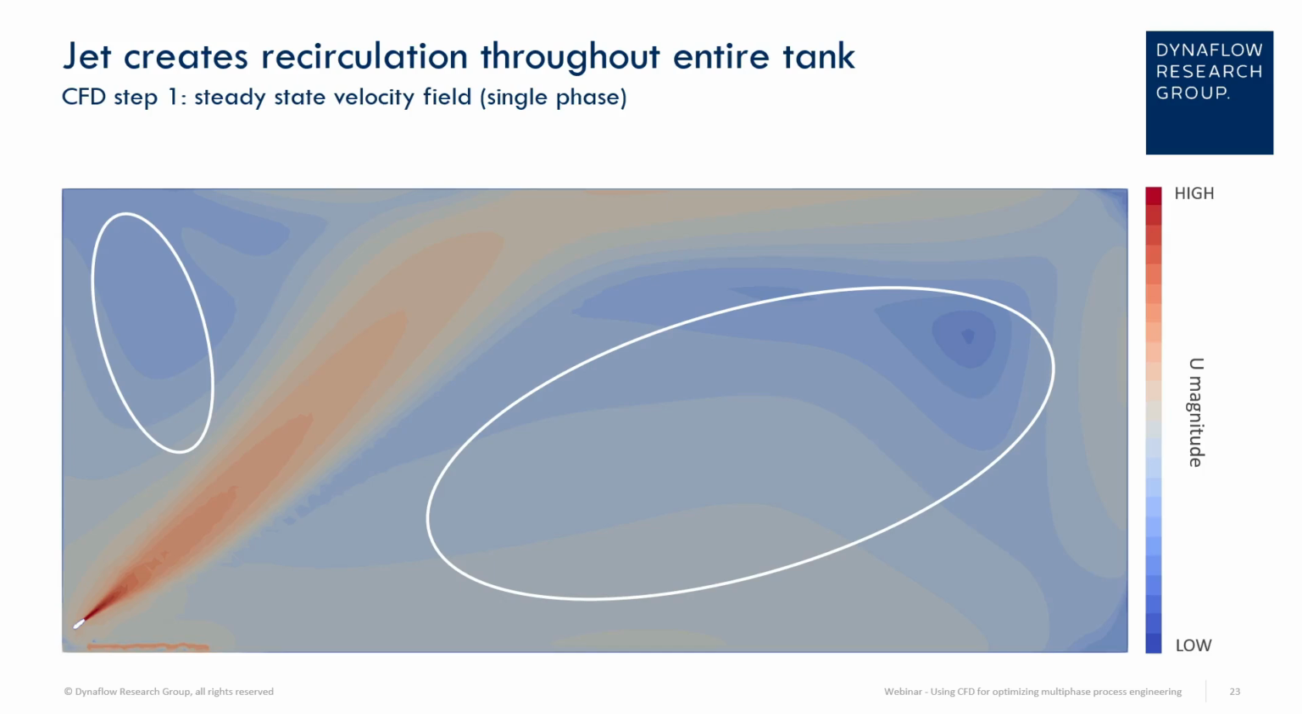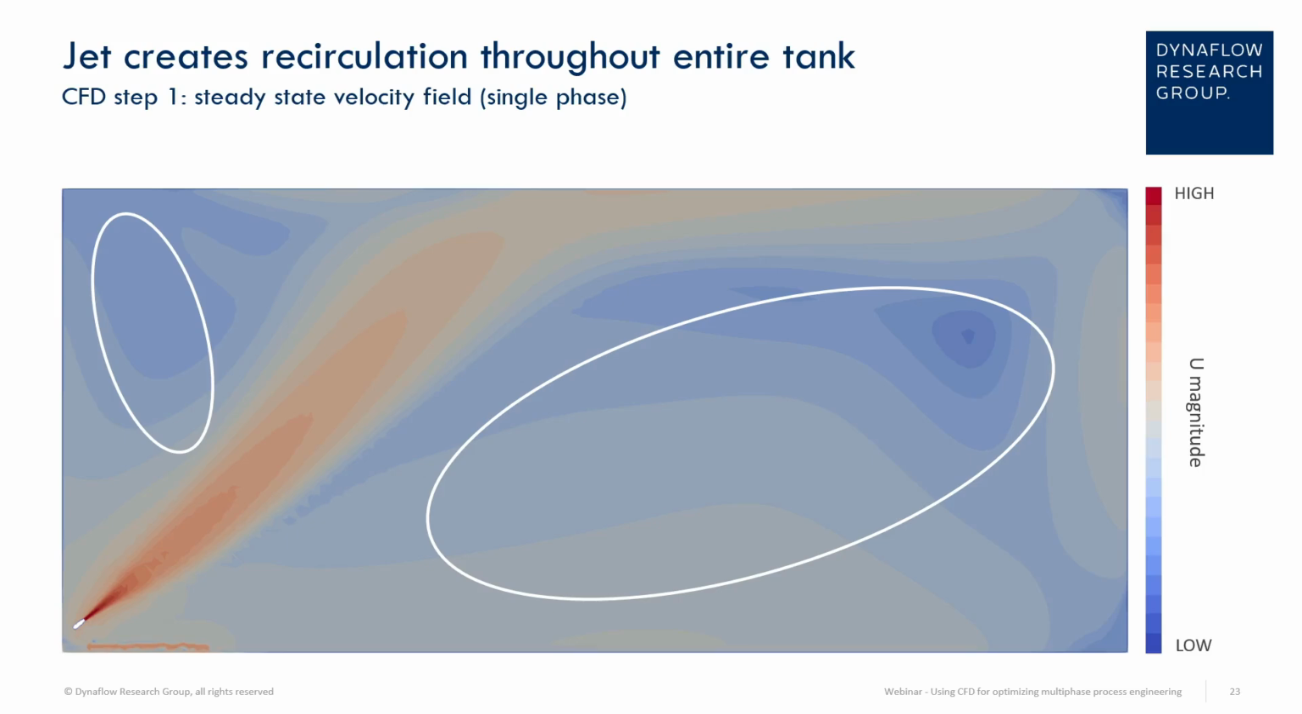So the jet actually creates a recirculation pattern throughout the entire tank, right? So it issues fluid at a high velocity upwards, and then you get a big recirculation cell here and another recirculation cell here. And this steady state flow field throughout the tank, we then use to consider the effects of concentration and mixing over a very long time scale.